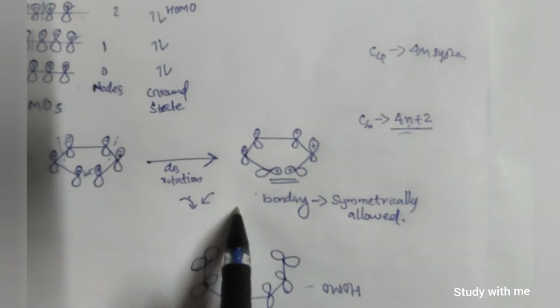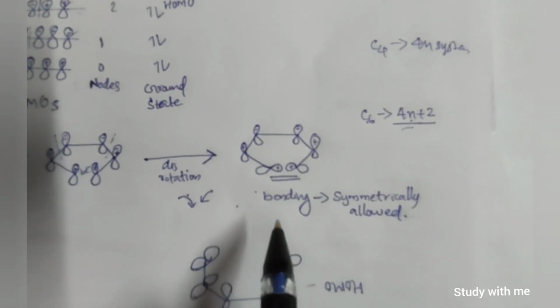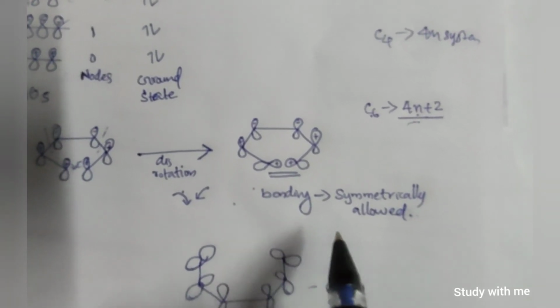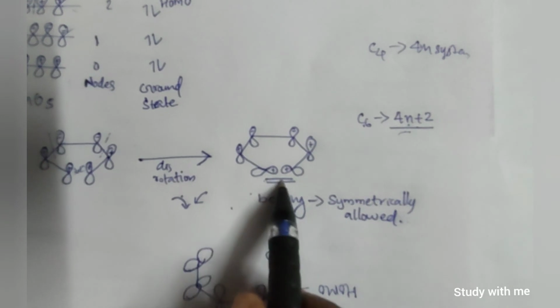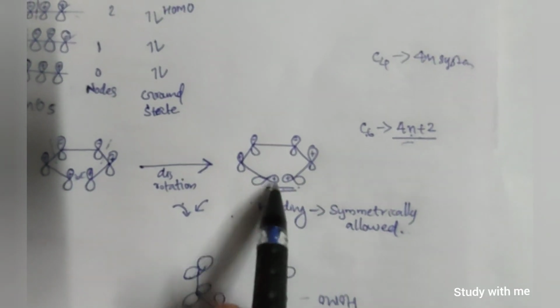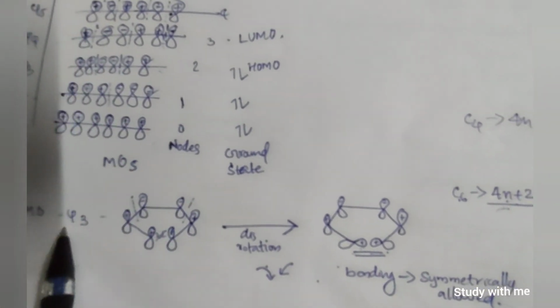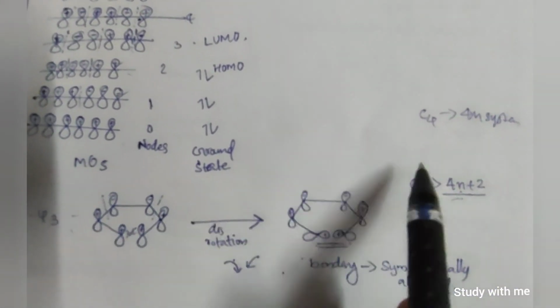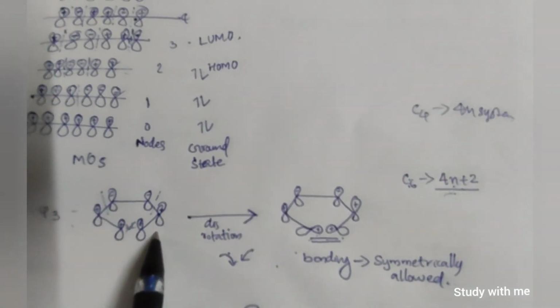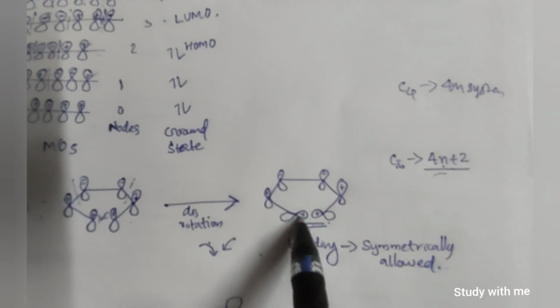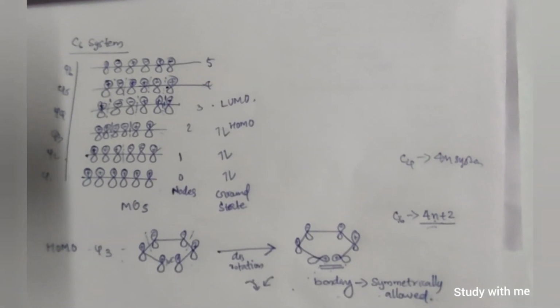So this disrotation is the rotation of the same type, or positive lobes, to the opposite direction, so they will become a bonding. So here this will become a bonding. This is the answer by the rotation of the HOMO of the C6 system. When the C6 system HOMO is rotated by disrotation, then we will get a bonding. The bonding will be positive and positive, so this will be symmetrically allowed. So this was the answer for the second question.